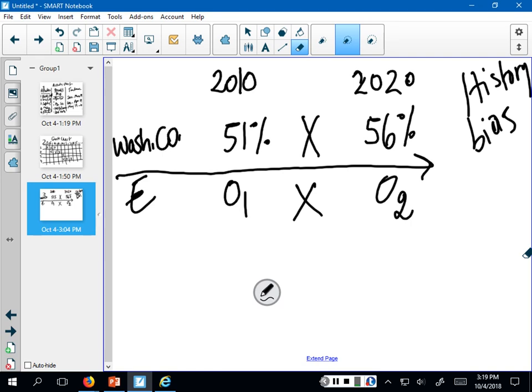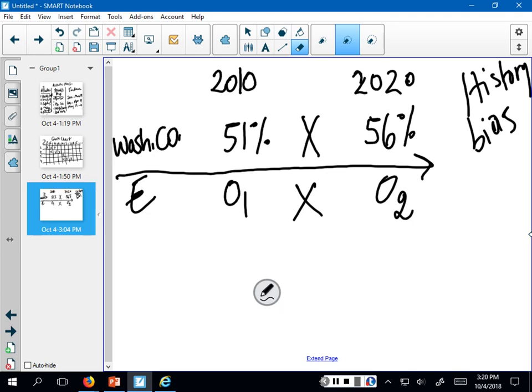The pre-test. The pre-test is your baseline observation. So in this case, your O1, pre-test. The test is another word that we use for intervention. So pre-test means the observation that occurs before the intervention. Post-test is the observation that occurs after the intervention. So pre-test is the same as baseline data. And the post-test is the same as your target outcome.